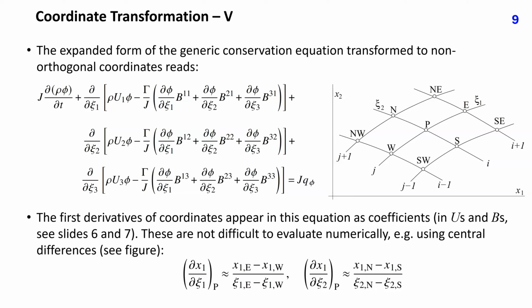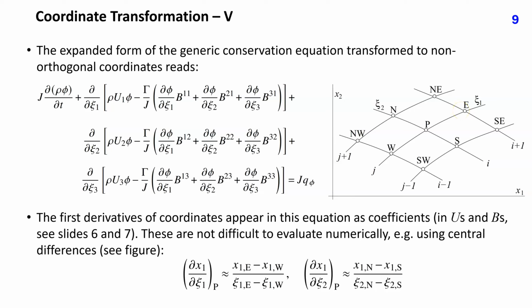The first derivatives of coordinates appear in this equation as coefficients, betas in U's and B's. See slides 6 and 7. These are not difficult to evaluate numerically. For example, if we use central differences, we can approximate the derivative of x1 with respect to xi1 at node P as the difference in values of Cartesian coordinate x1 at nodes E and W, divided by the distance between these two nodes in the coordinate xi1.